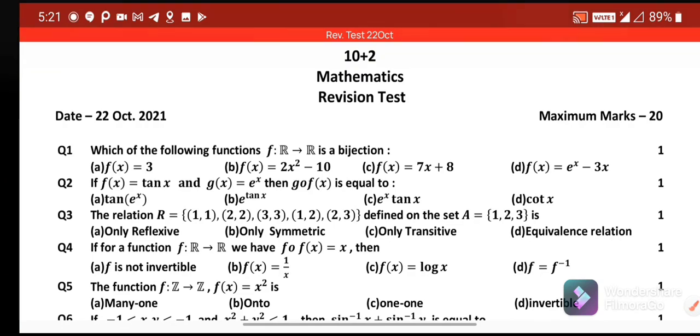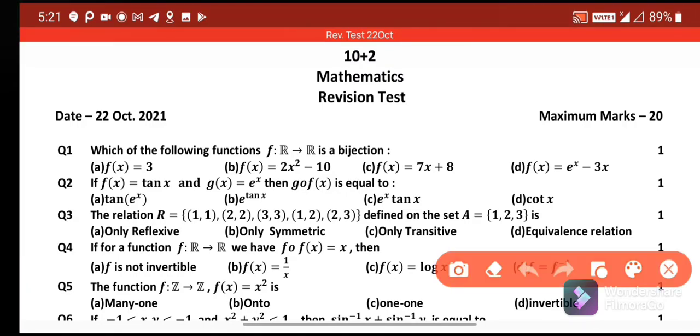In this video we will discuss a revision test of mathematics. So let's begin. First question: which of the following functions f: R to R is a bijection? Bijection means one-one and onto.